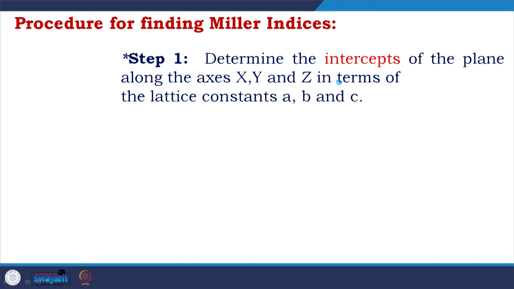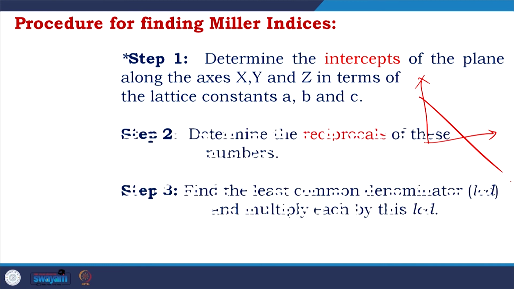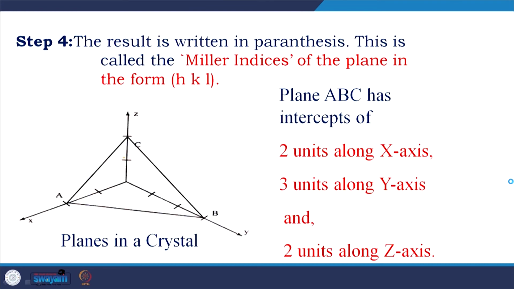Let us see how you could find the Miller indices. Determine the intercepts of the plane along the axes x, y, z in terms of the lattice constants a, b and c. Determine the reciprocal of these numbers, find the least common denominator and multiply each by this least common denominator. So, get the integers. The result is written in parenthesis. This is called Miller indices of the plane in the form HKL.